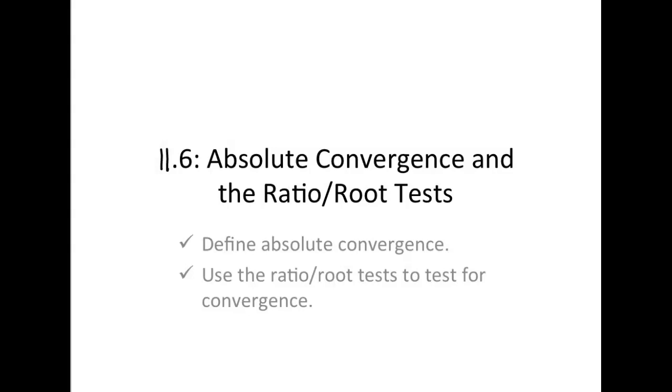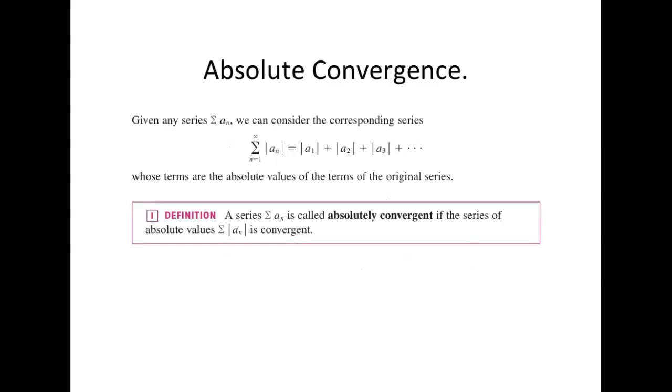Absolute convergence and the ratio and root tests. All right, so let's talk about defining absolute convergence. Given any series, sigma an, we can consider the corresponding series, sigma absolute value an. That's just if we took the absolute value of each term and added them together. And we call a series absolutely convergent if the absolute values converge.